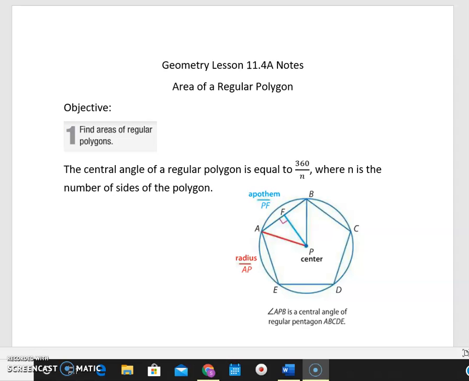So our first part is finding the area of regular polygons. When I say regular polygons, remember that means a polygon with all congruent sides and all congruent angles. So a polygon that does not have all congruent sides would not work this way. So we're going to find their area.